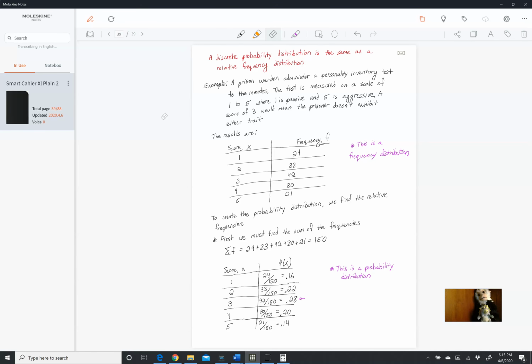And this number here tells us this is the probability the next inmate who enters the prison there's a 4 or a 3.